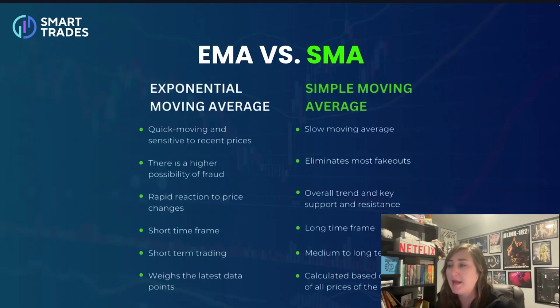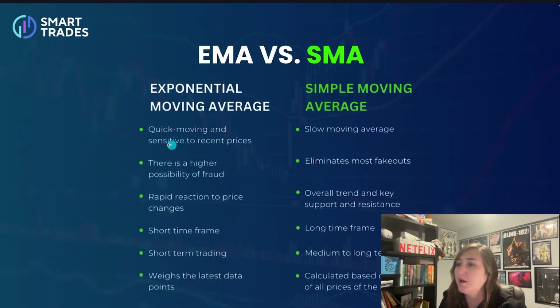It can eliminate most fakeouts, however. There are always going to be downsides and upsides to each of these indicators. Really, it depends what kind of trader you are and what style you want to use. I would say SMA more for the higher time frames, and EMA more if we're scalping and getting in and out of trades pretty quickly, mainly because it's quick moving and sensitive to recent prices.